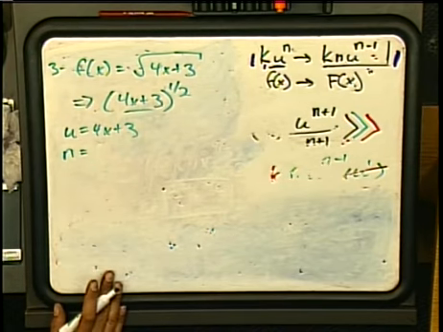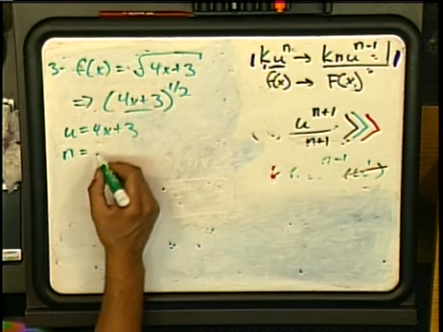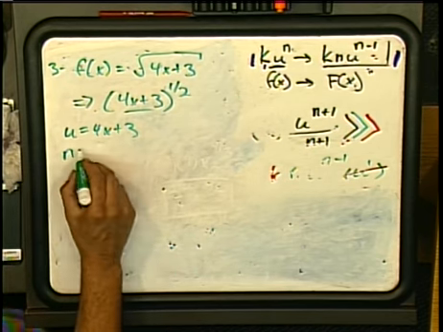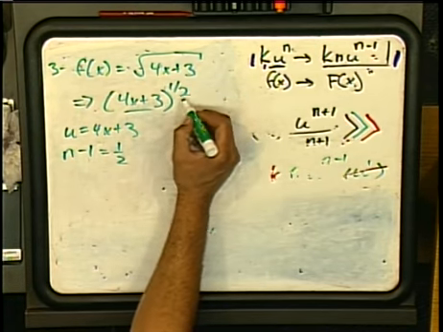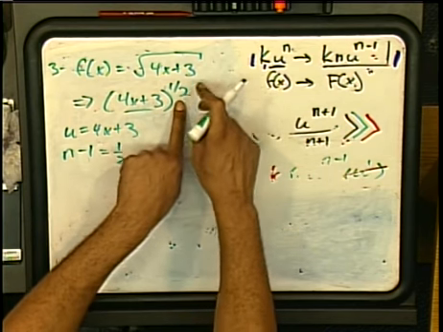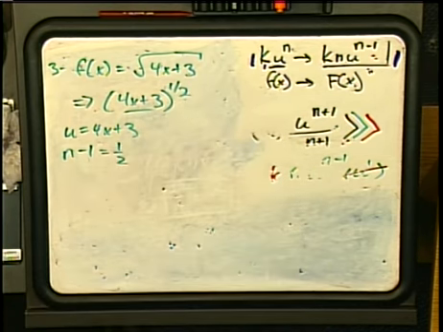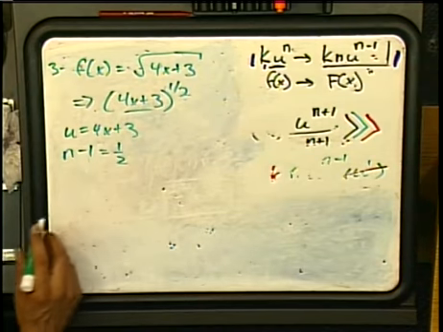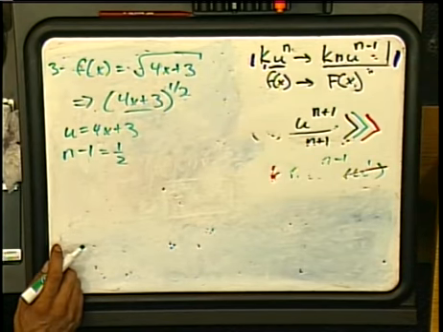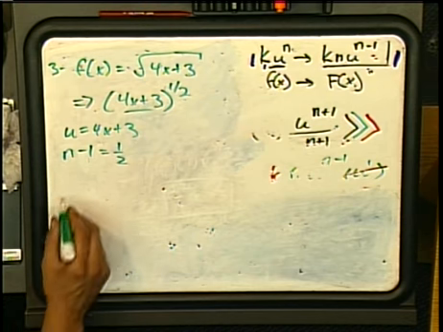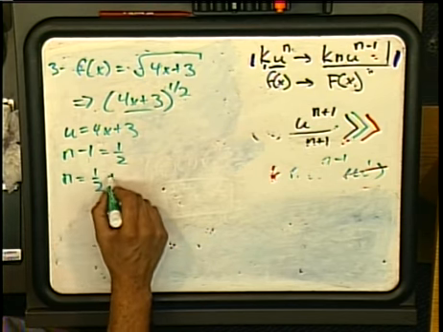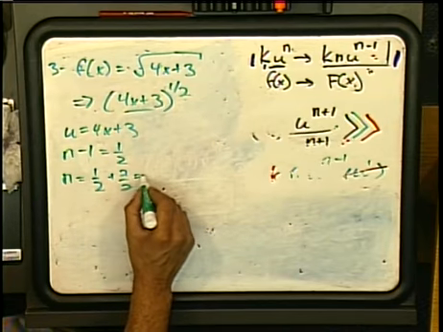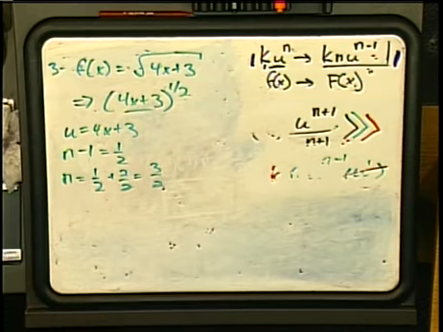Oh, I think you need to find the K. Yeah. N minus 1 equals 1/2, just like the other form where N minus 1 is what they give you. I'm going to go ahead and find N, which is 1/2 plus 1 equals 3/2.